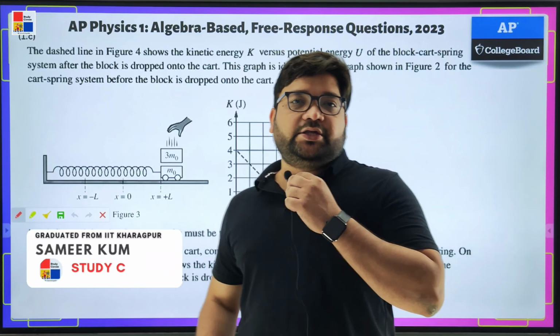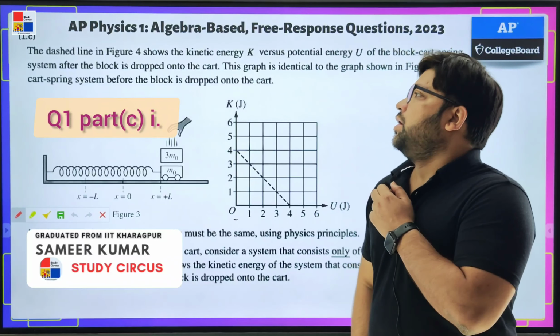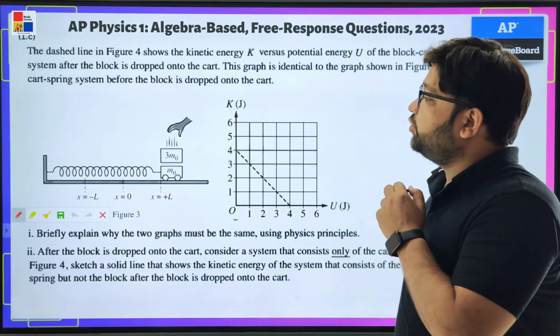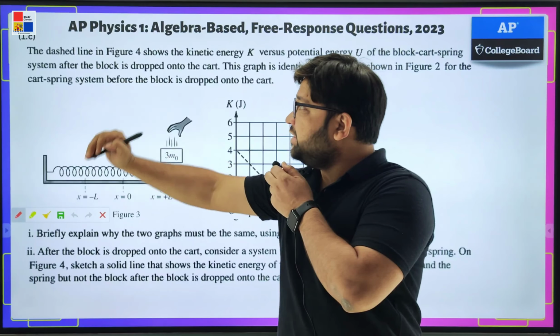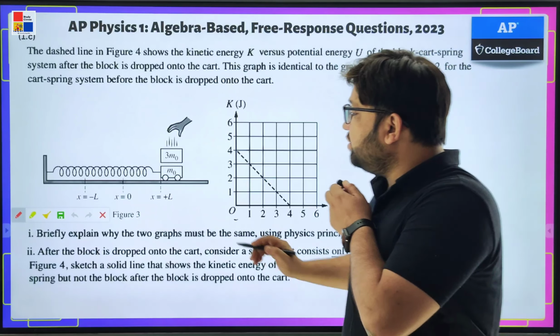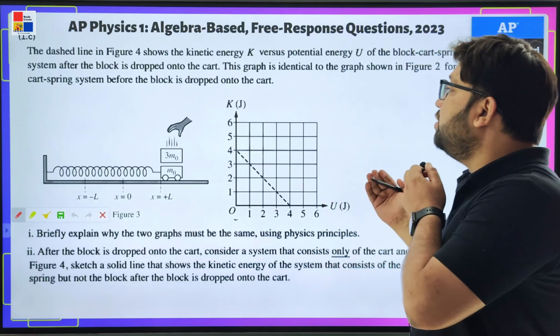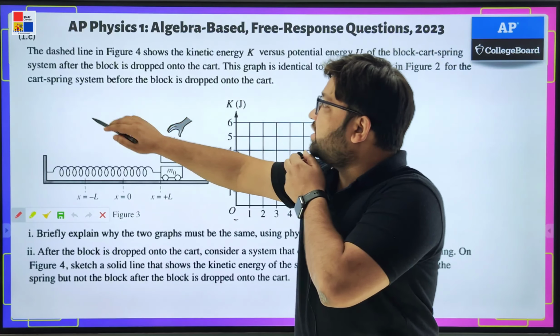Friends, this is part 3 of question number 1. We have seen the first two parts of the first question. This is the C part, and the question here is saying, briefly explain why the two graphs must be the same using physics principle. What has happened?